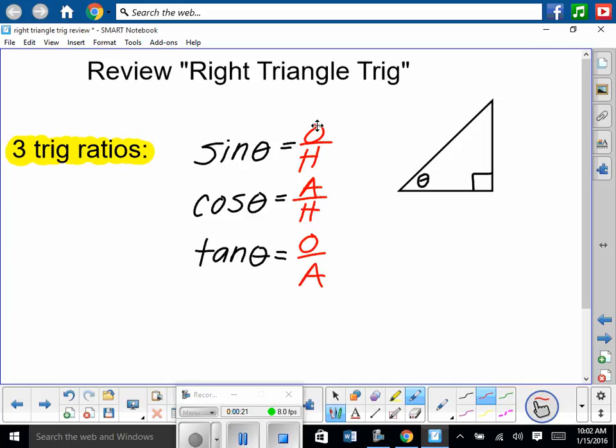So we have our 3 trig ratios. Sine of theta is opposite over hypotenuse. Cosine of theta is adjacent over hypotenuse. Tangent of theta is opposite over adjacent.